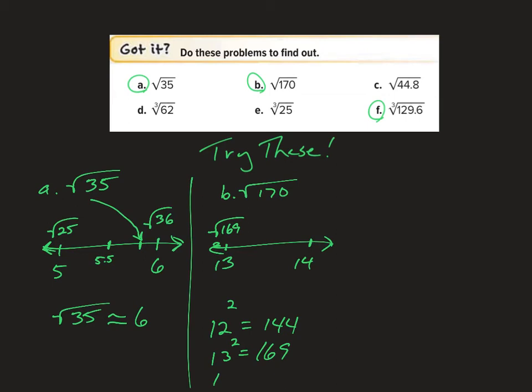And to find out what the square root value is, I take 14 squared, and I get 196. So the square root of 196 is 14. So looking at which of these two values the square root of 170 is closer to, that's really obvious that it's going to be closest to the square root of 169, which is 13. So I would write my answer as the square root of 170 is approximately 13.